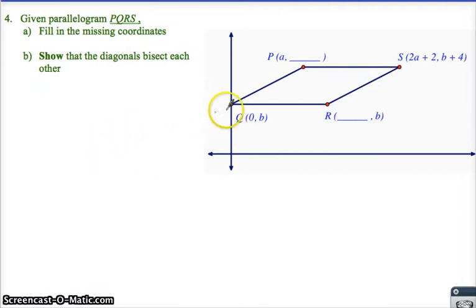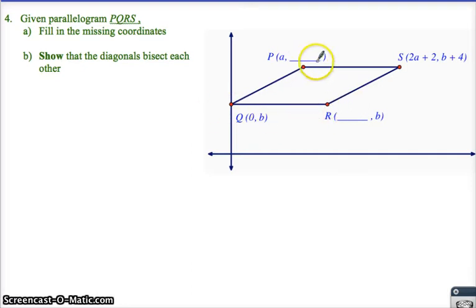All right, so it's coordinates with variables. We know they have to be parallel. We know that opposite sides have to be congruent and that sort of thing. Okay, this is 0b. This has to go some certain amount down this direction and have the same height at b. Okay, that's great. How long is this horizontally?